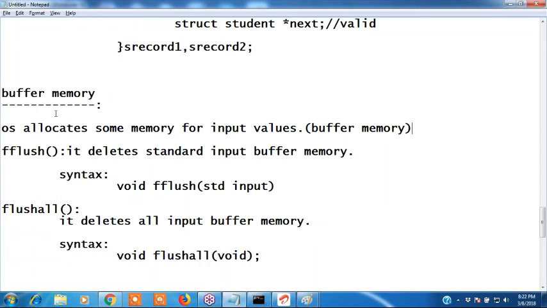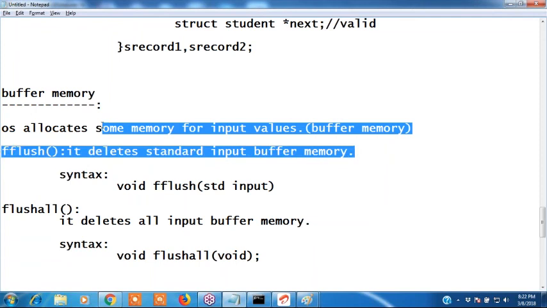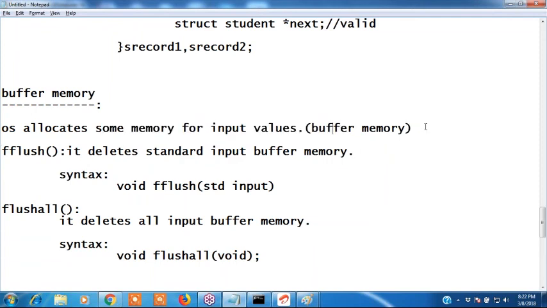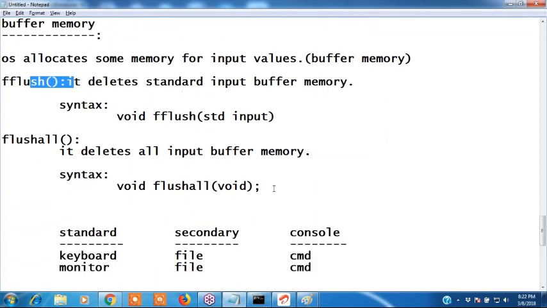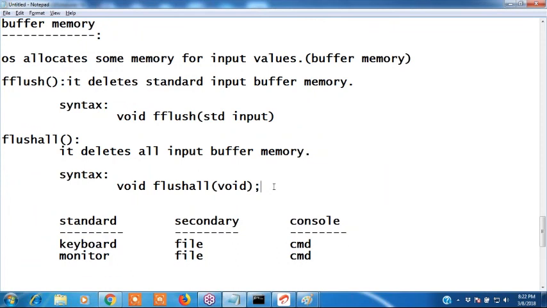Why am I discussing this? You can understand it if I discuss it in a structure program. The OS allocates some memory for input values, the buffer memory, right? How to delete it: flushall and fflush. This is standard IO operation, secondary and console input output. Different types of inputs are there.